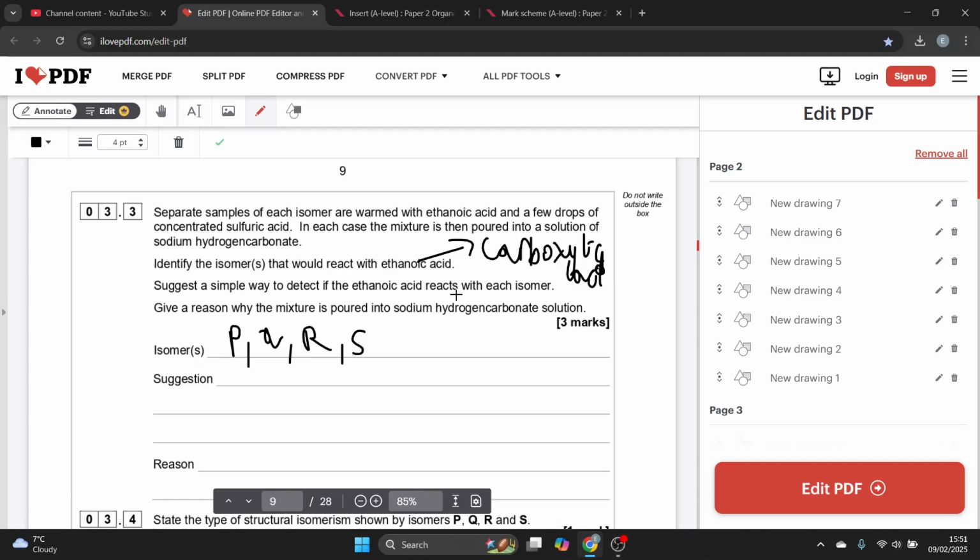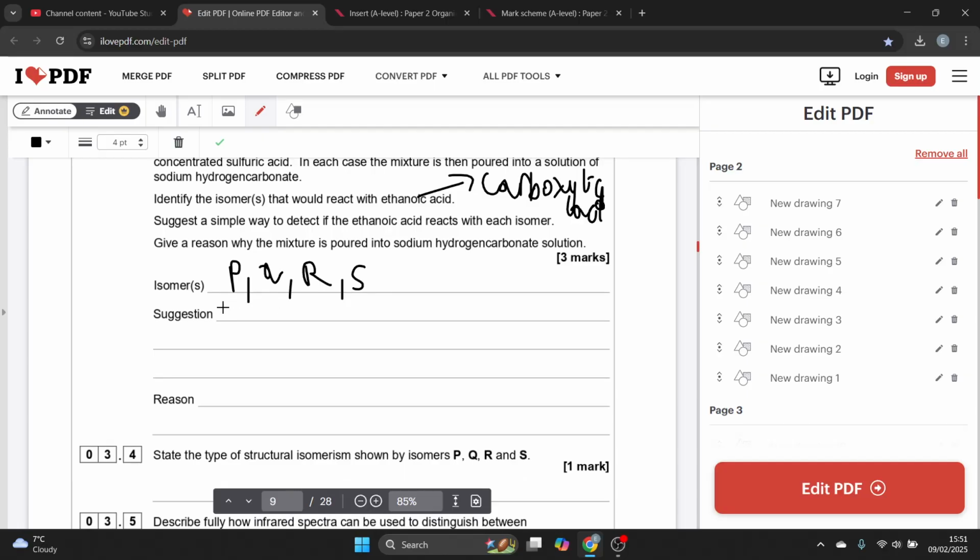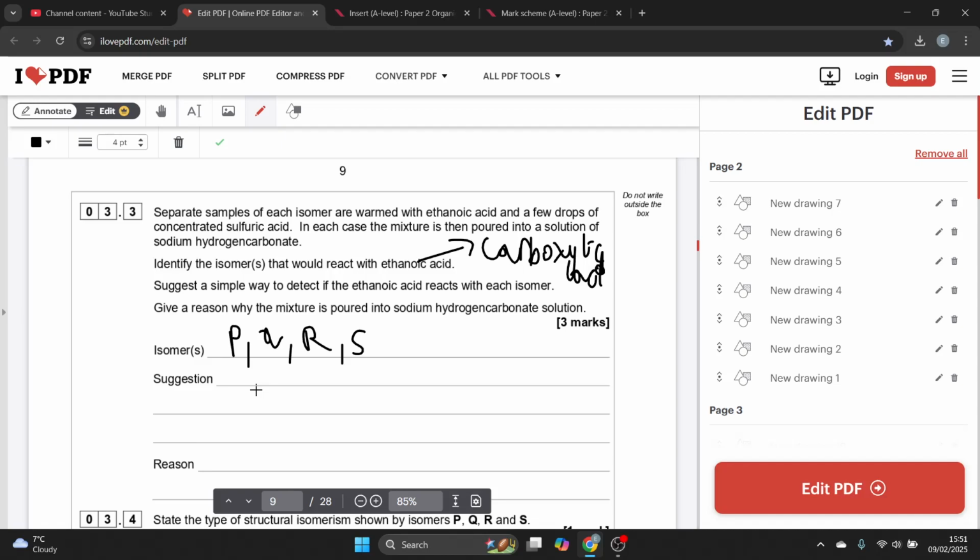It then asks to suggest a simple way to detect if the ethanoic acid reacts with each isomer. Well, because an ester is formed, like I stated, carboxylic acid plus alcohol gives an ester, an esterification reaction, heating carboxylic acid with alcohol in the presence of a strong acid catalyst. The ester is going to have a sweet smell. You can just say sweet smelling or sweet smell.